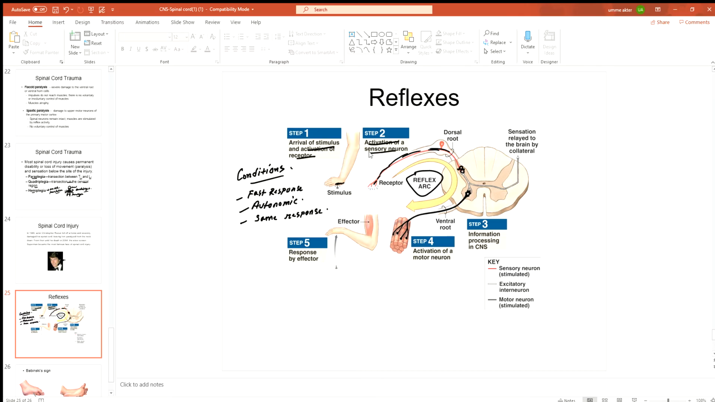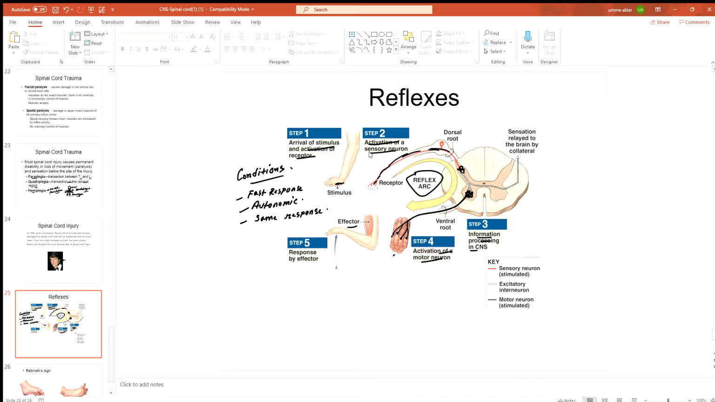Then the spinal cord will process that signal. So this is the integration or information processing in the central nervous system. Then the signal will come here to the ventral horn where you have the motor neurons. You must remember we talked about that a lot. So these motor neurons will receive the signal from the sensory neurons and will send a signal through the ventral root where you have the motor fibers or motor neurons, and this is the effector. The muscle is the effector, number 5.